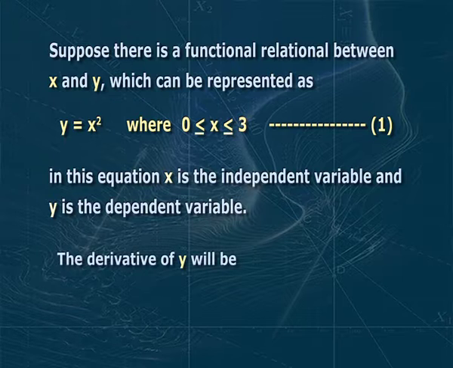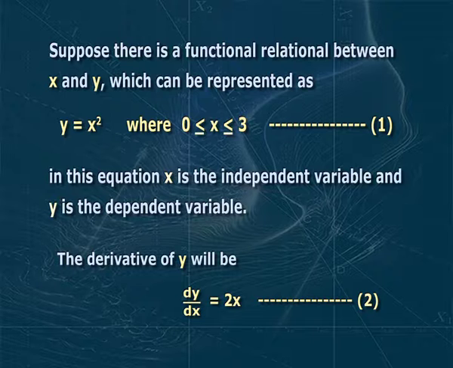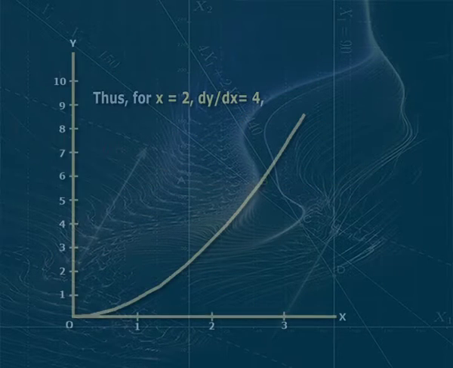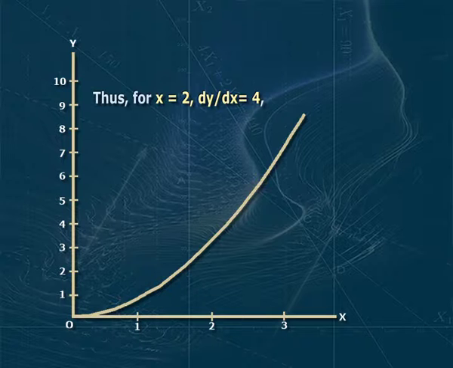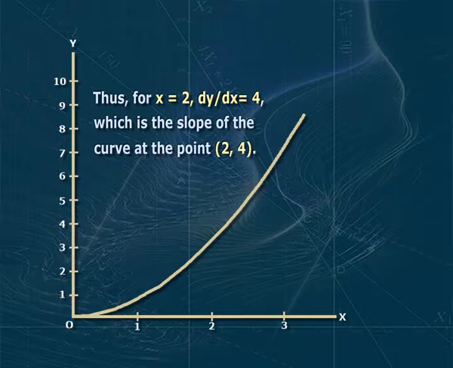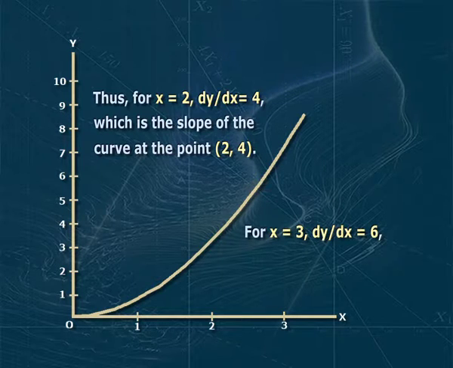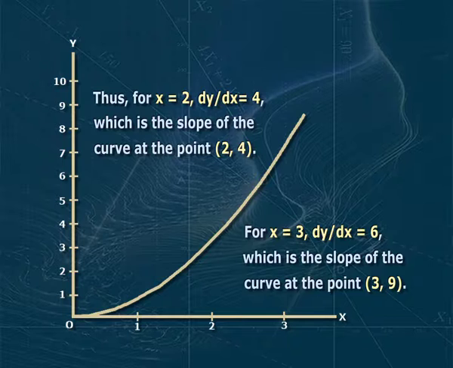The derivative of y will be dy by dx, which is equal to 2x. This is our equation number 2. Thus, for x equal to 2, dy by dx equal to 4, which is the slope of the curve at the point (2, 4). For x equal to 3, dy by dx equal to 6, which is the slope of the curve at the point (3, 9).